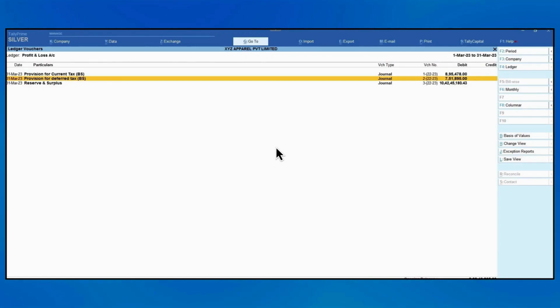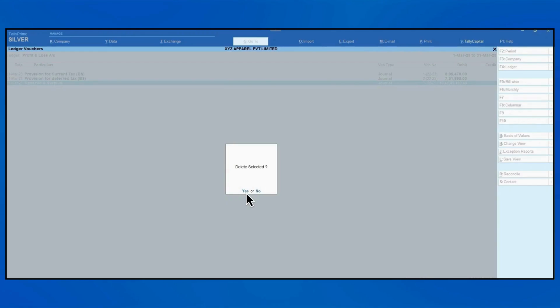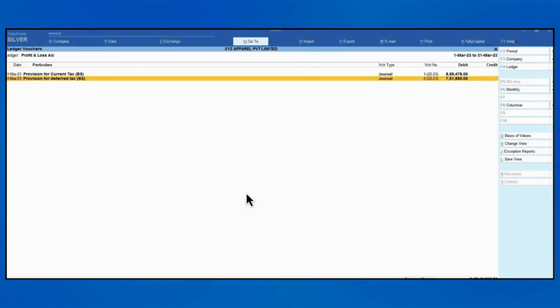To avoid duplication of the transfer, the JSON should not include any profit transfer entry. Therefore, if your client has already passed this entry, please ensure it is deleted in Tally before proceeding.